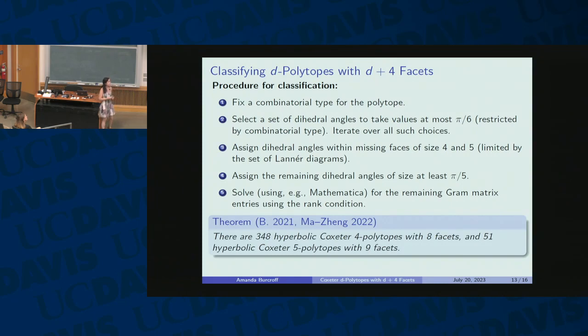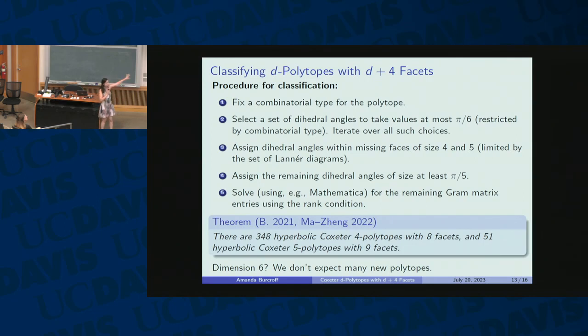And so using this, we then obtain that there are 348 compact hyperbolic Coxeter polytopes in 4 dimensions with 8 facets, and 51 in dimension 5 that have 9 facets. And I'll mention that this result was also independently found by Ma and Zheng, who gave a different method for the classification, so this adds some certainty that this is indeed the proper list of polytopes. And so rather than have you stare at a list of 399 polytopes, I'm just going to point out a few of the interesting ones.